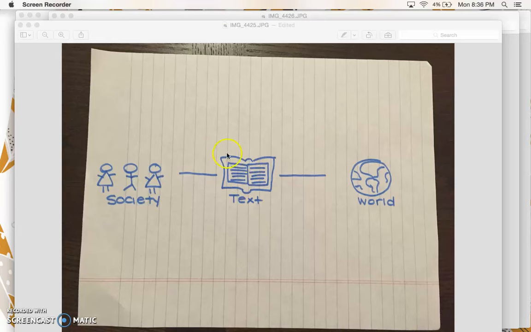Again, you can read a book to learn more from the book, or you can read the book to learn more about the world or society. Feel free to pause the video to allow students to draw these three items and catch up before we move on.